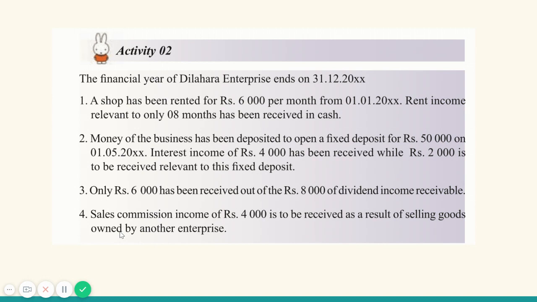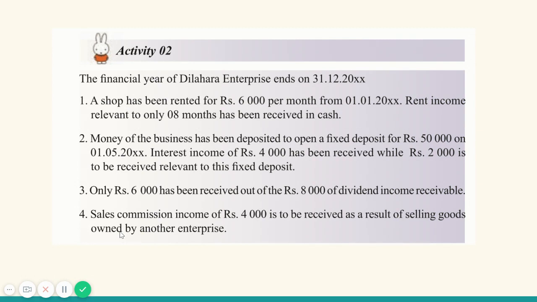Number 1, a shop has been rented for 6,000 per month from 1st January 2019. Rent income relevant to only 8 months has been received in cash. Second one, money of the business has been deposited to open a fixed deposit for 50,000 on 1st May 2019. Interest income of 4,000 rupees has been received, while 2,000 rupees is to be received relevant to this fixed deposit. Then number 3, only 6,000 rupees has been received out of the 8,000 rupees of dividend income receivable.